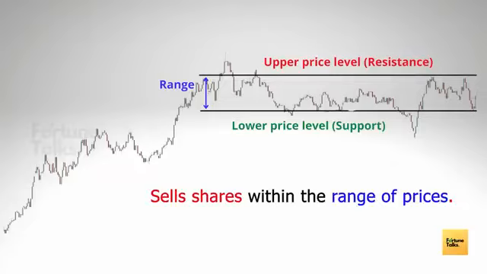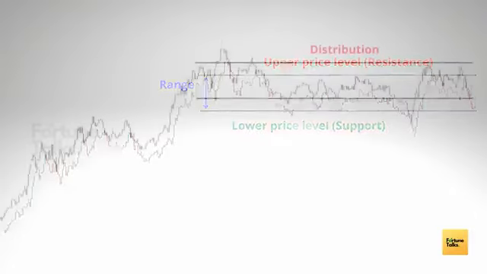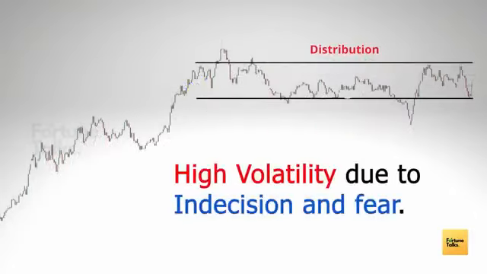And that is why the distribution phase is also range bound, and the trend traders don't stand a chance if they don't adapt suddenly. In the distribution phase, the volatility tends to be high due to the panic of an imminent crash or fall in the prices.